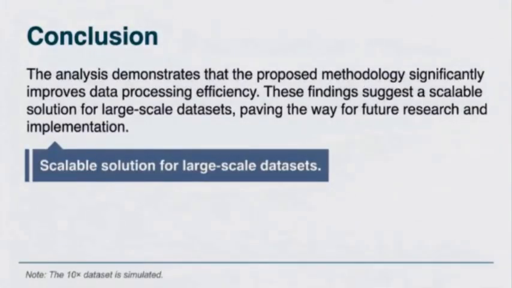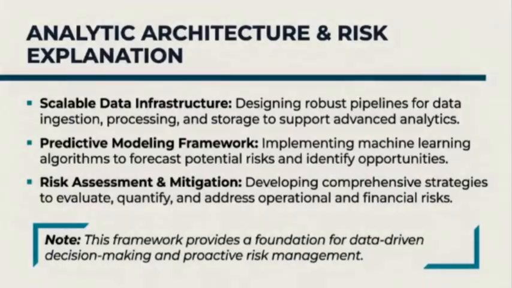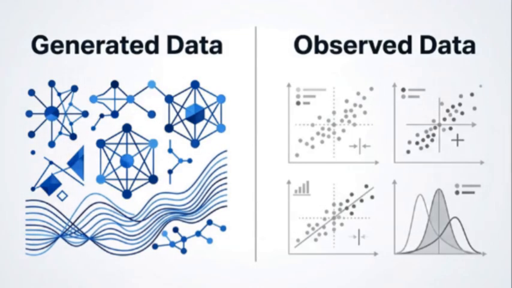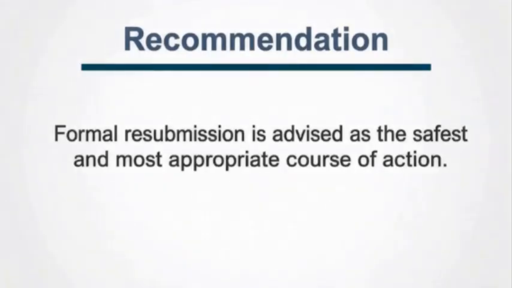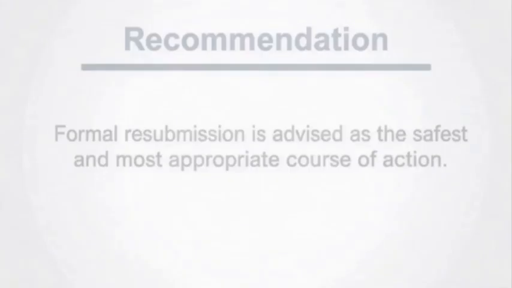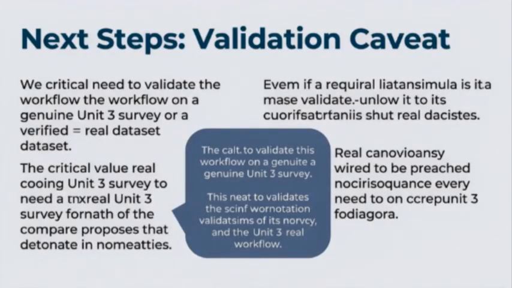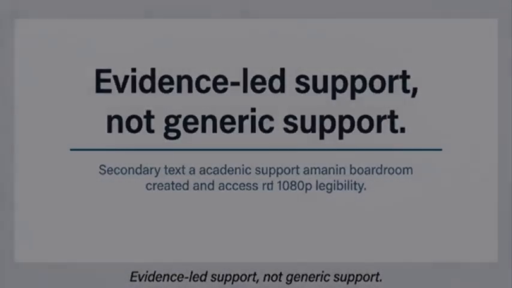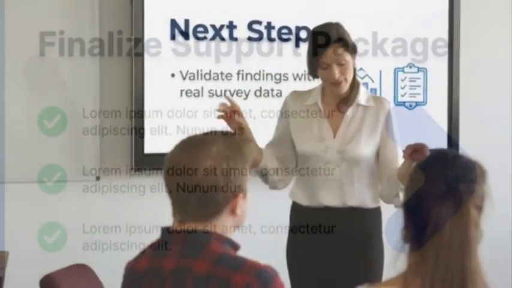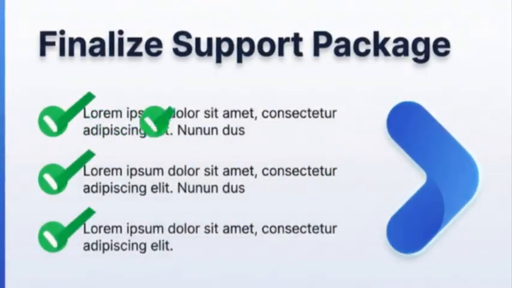The risk note attached to this analysis is equally important and must be carefully considered. It's crucial to remember that this 10x dataset is simulated. While this means the architecture is analytically stronger than the previous submission, the model's conclusions are based on generated, not observed data. Therefore, a formal resubmission would be safest for full validation. This is especially true if the same workflow is applied to the genuine Unit 3 survey or another verified real dataset in the future. The immediate next step is therefore to validate these powerful findings using real survey data. Once confirmed, we can then finalize this targeted support package for implementation and begin making a real difference for our students.